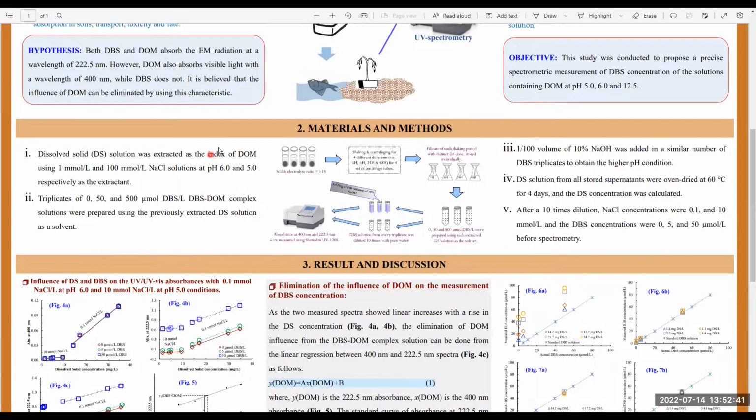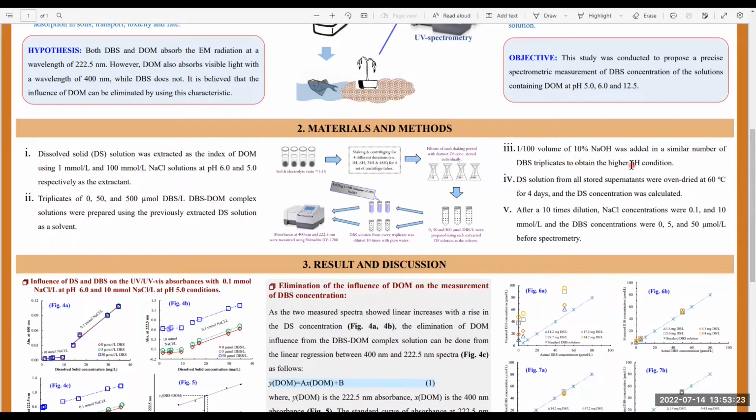In materials and methods, first of all, we extracted the dissolved organic matter using the 1 millimole and 100 millimole per liter sodium chloride solution at pH 6 and 5 respectively. And we extracted the dissolved organic matter in the form of dissolved solids. And after that, we prepared the dissolved organic matter and DBS complex solution using the previously extracted dissolved solid solution as the solvent. And we prepared 0, 50, and 500 micromole per liter DBS solution.